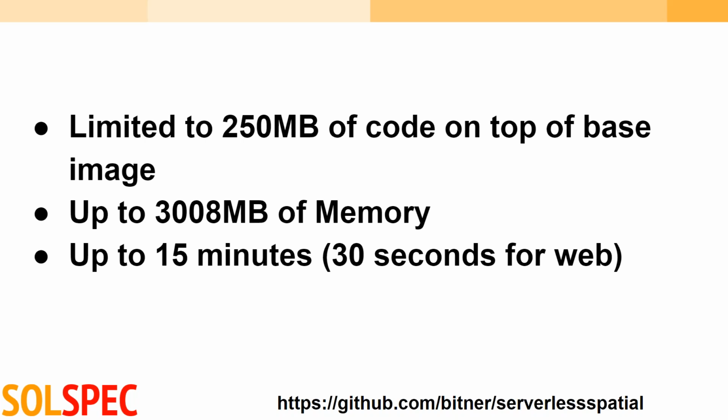AWS Lambda can use up to 3008 megabytes of memory, and they can run for up to 15 minutes. If you are using the API gateway, so if you are using Lambda to serve web requests, that is limited to 30 seconds.